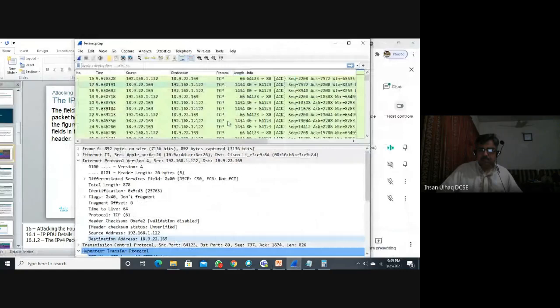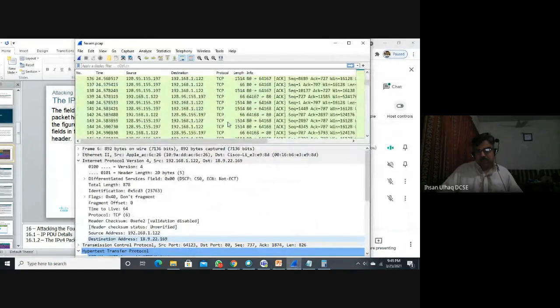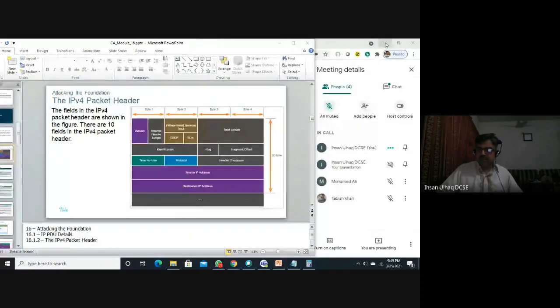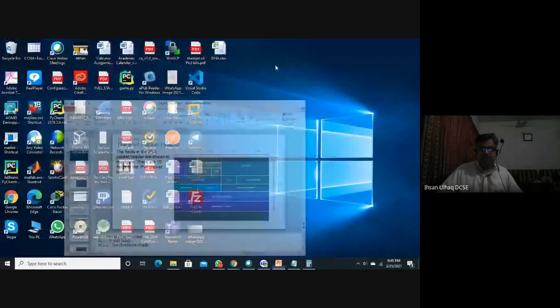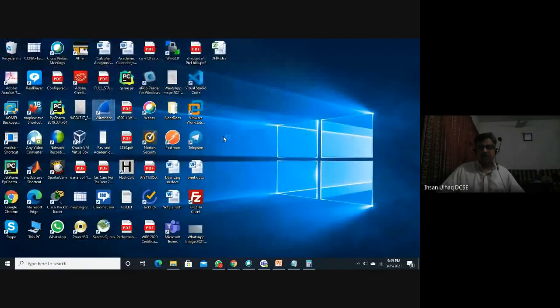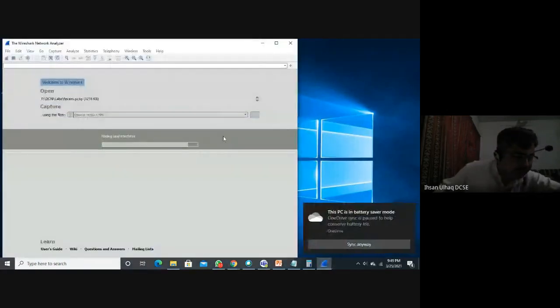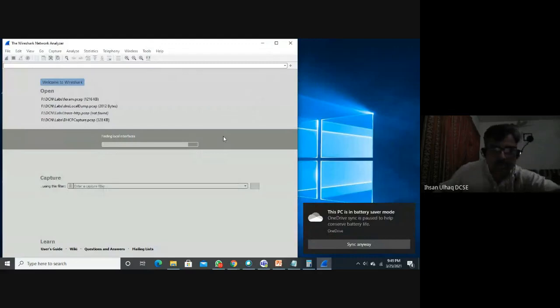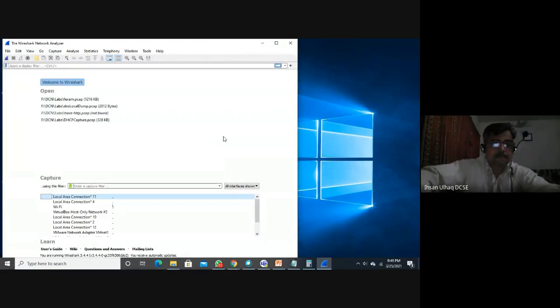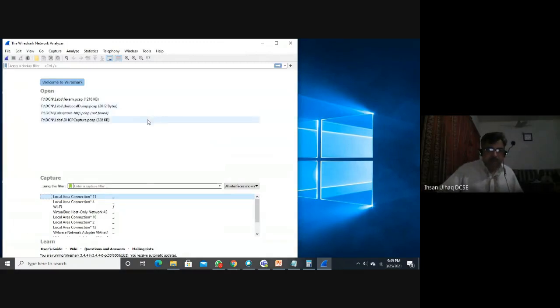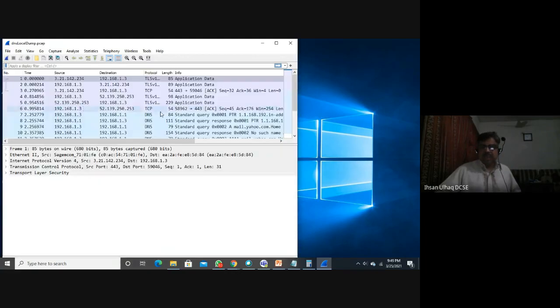It is all TCP because I'm using HTTP. So I have to open the next again to show you UDP as well. DNS is using UDP. And DNS is using, you can see here, UDP.